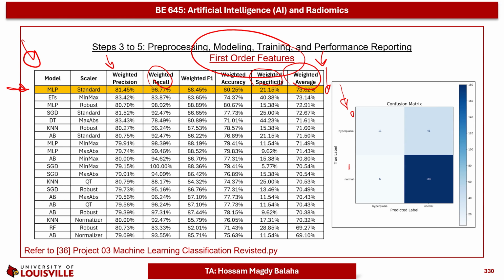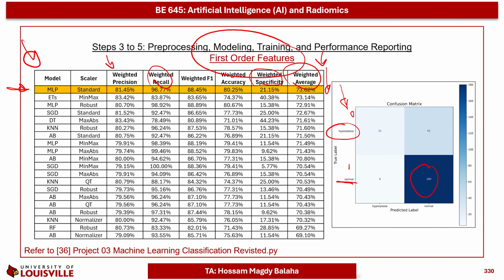So the recall will be related to the normal. That's why we are getting a high value, because here we have 180. And specificity reflects the negative class, which is hyperplasia. Medically, this should be reversed or swapped, but by all means, we know in our case here and example, the recall is reflecting the normal and specificity is reflecting the hyperplasia, whether it's correct or not, swapped or not.